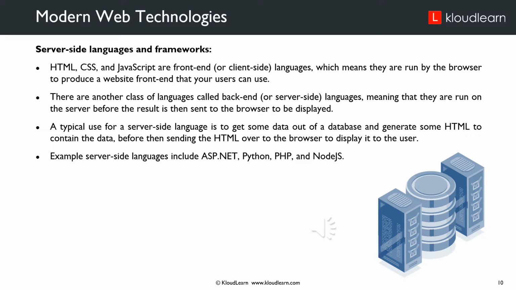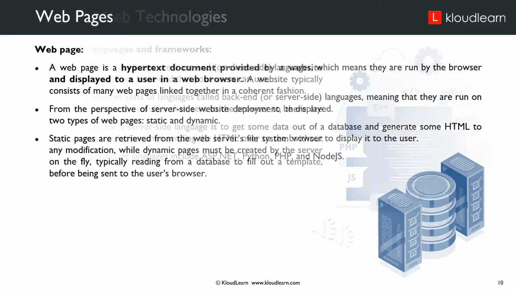A typical use for a server-side language is to get some data out of a database and then generate some HTML to contain the data, before then sending the HTML over to the browser to display it to the user. Examples of server-side languages include ASP.NET, Python, PHP, and Node.js.